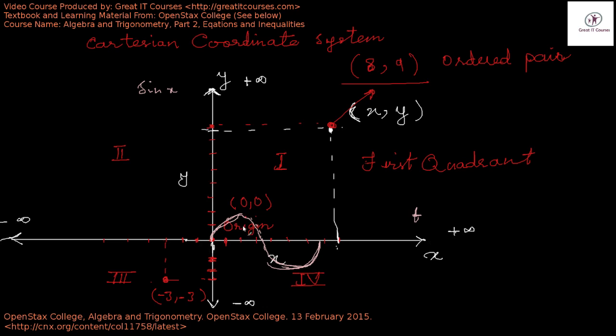So the Cartesian coordinate system is basically a great tool to study any sort of relationship between any two variables like x and y. And so in this chapter, we're going to learn a lot more about this system. I'll see you in the next video.